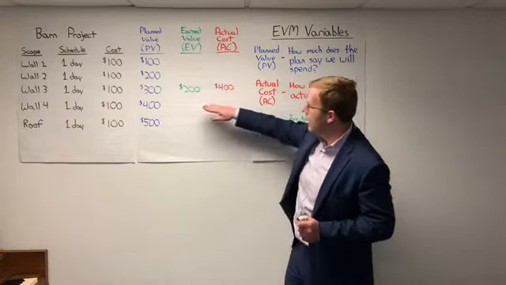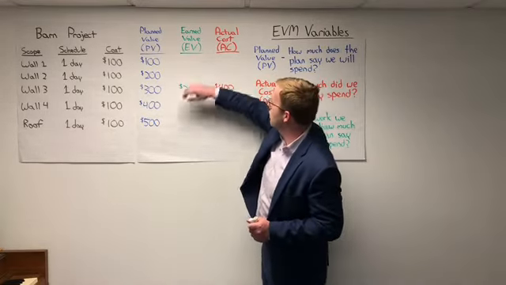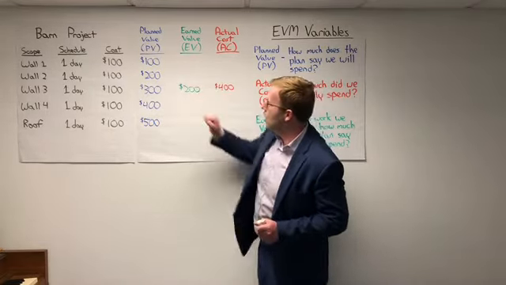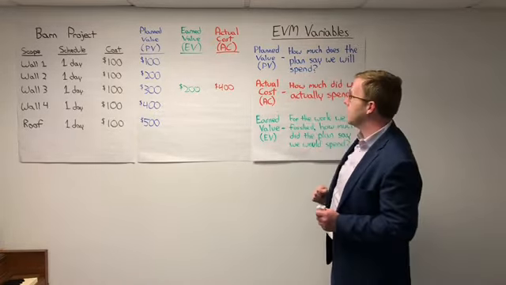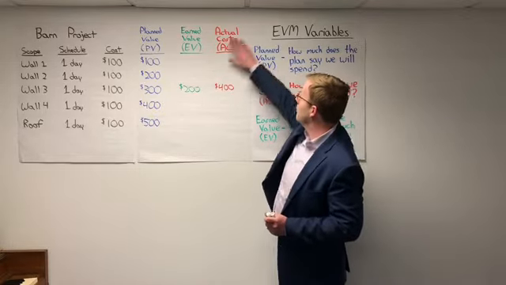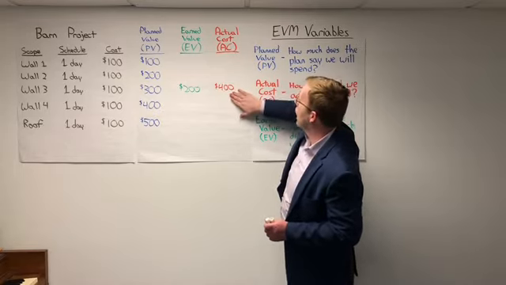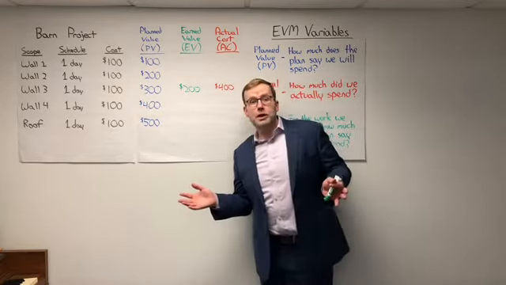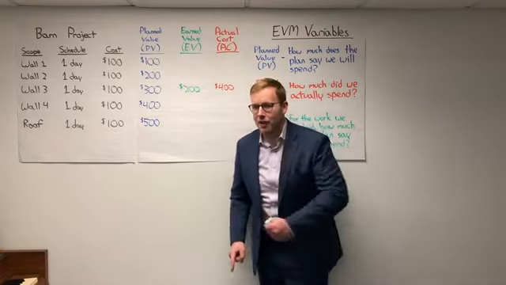We've identified that at the end of day 3, because we only completed 2 walls, that means we have earned $200 worth of value. It's the planned value for the work we actually completed. We've been tracking our spend very closely, and we have identified that our actual cost spent to date is $400. What are we going to do with that information? Well, I guess you're just going to have to come back for part 2 of this knowledge snack.